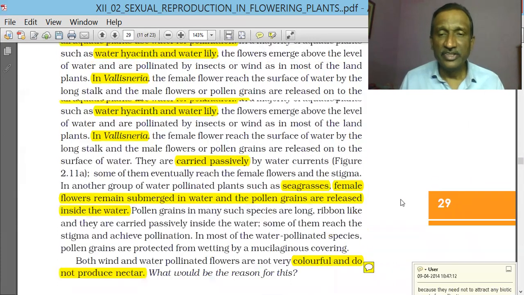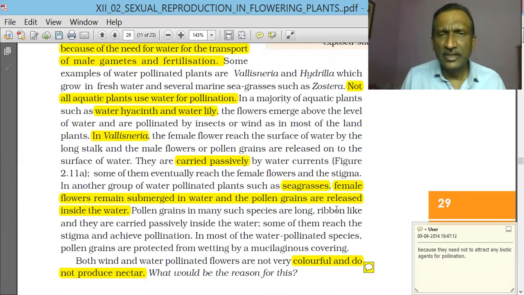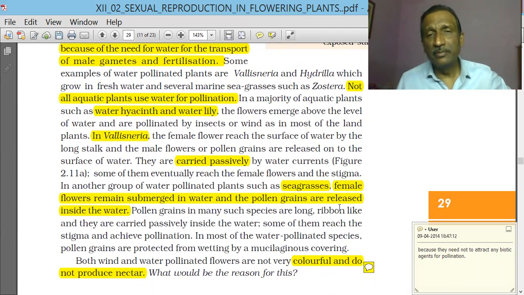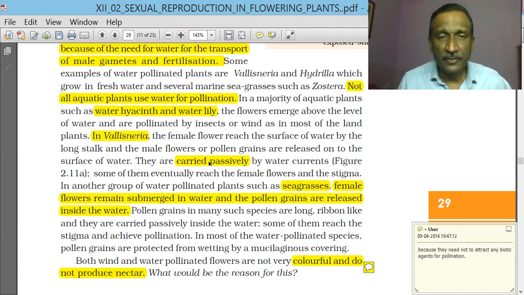Okay, so they will be reaching. It is a matter of chance; if they reach, they reach. And to increase the probability of fertilization, they have to produce a large number of pollen grains. On the other hand, some of them will eventually reach there.